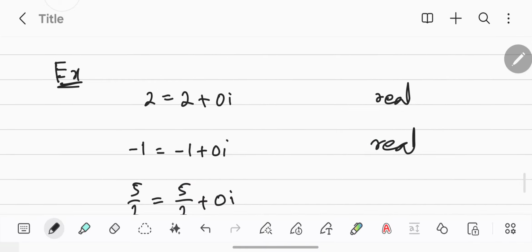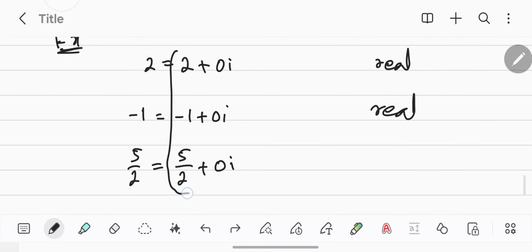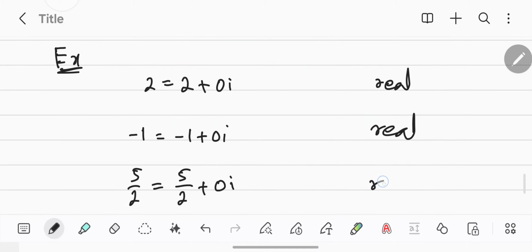So in all of these numbers, the imaginary part is 0. If the imaginary part is 0, it means there is no imaginary part. That means you have only the real part. So if you have only the real part, that means the number is called a real number. It's very simple, okay?